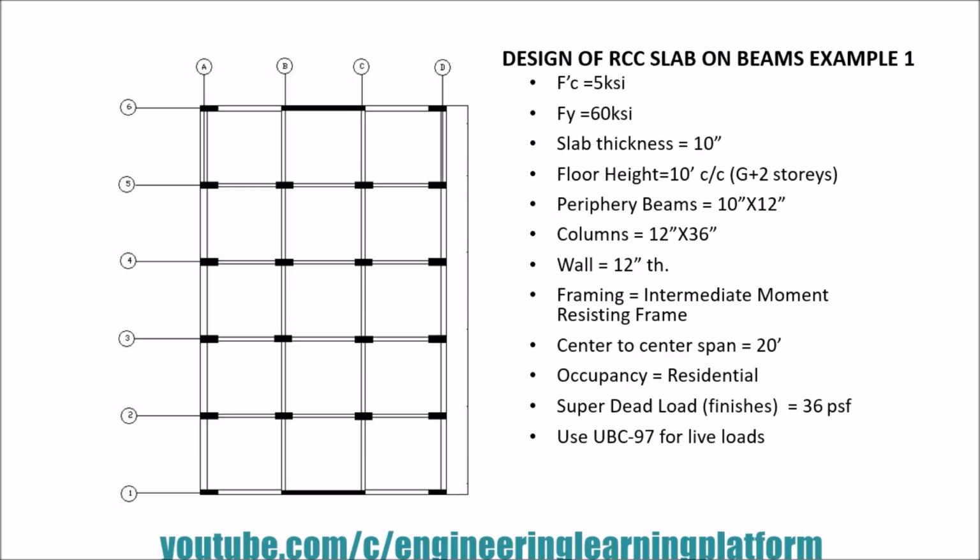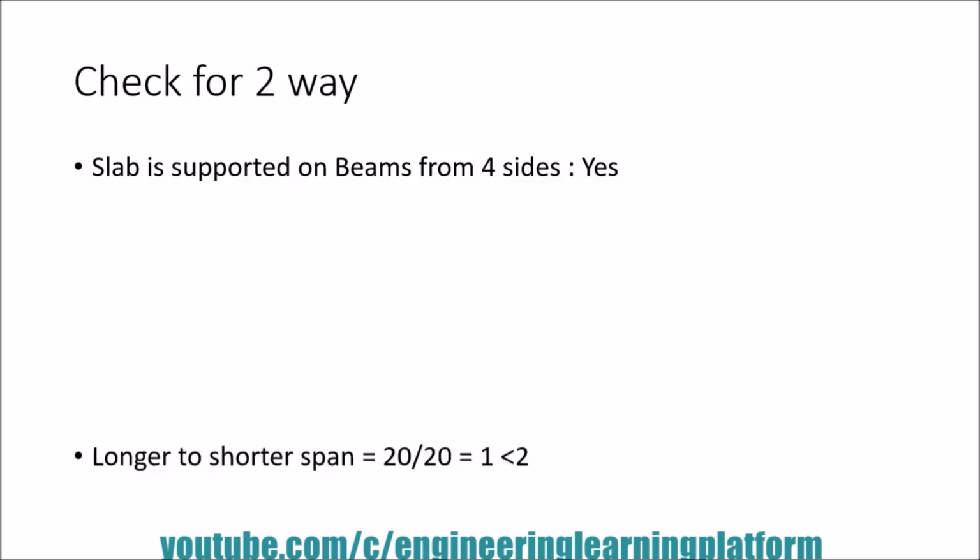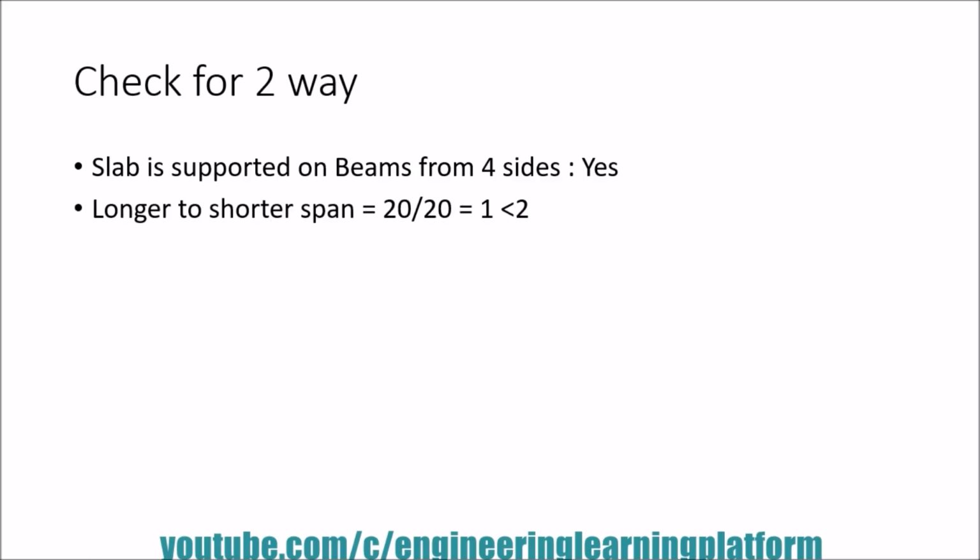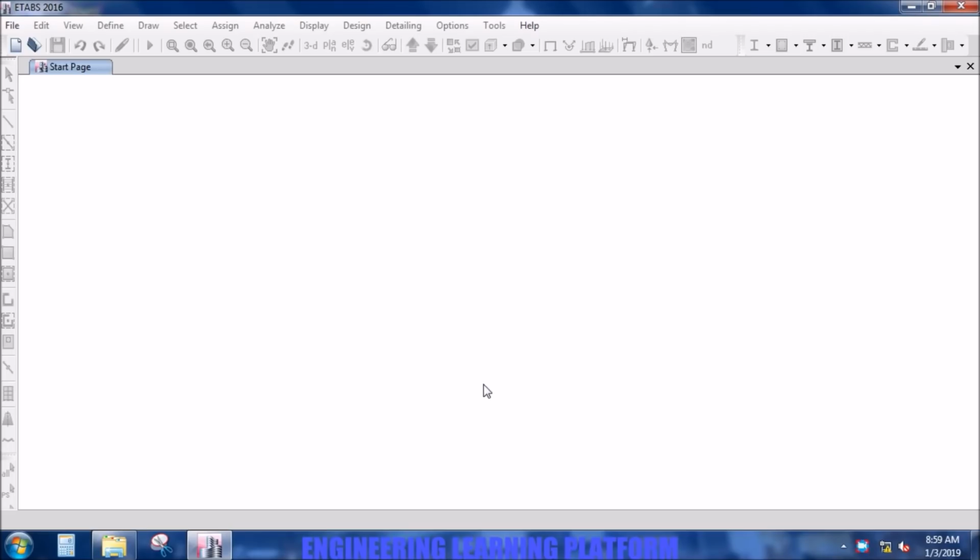We have to use UBC 97 for live load and ACI 318-08 for design and detailing of the slab. We have to design the first floor slab of the given condition. First, we have to check for two-way. Slab should be supported on 4 sides by beam and the longer to shorter span is less than 2. Hence the slab is two-way.